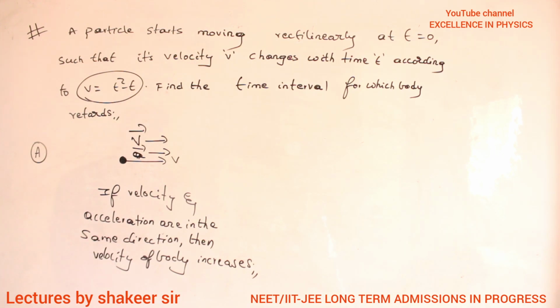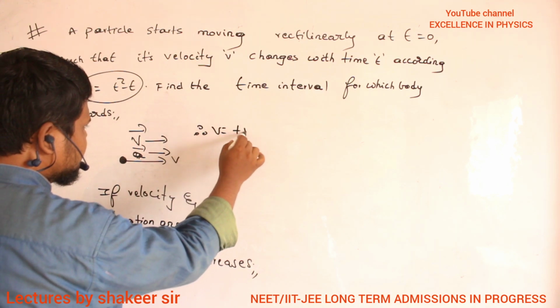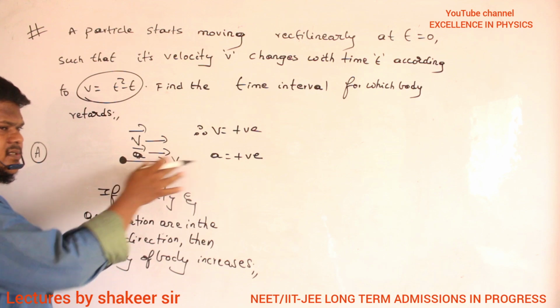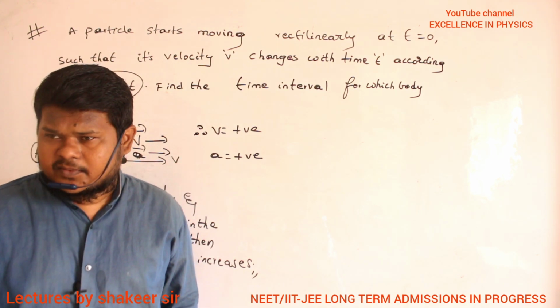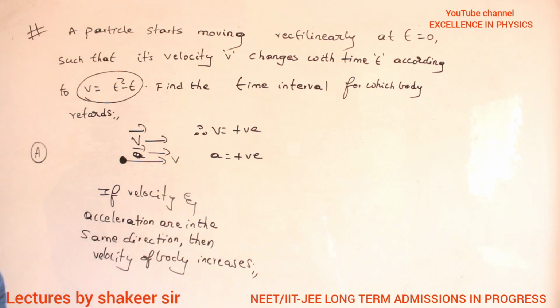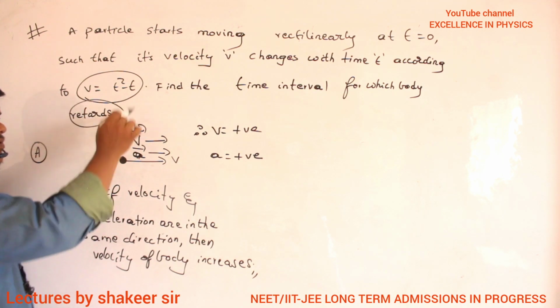Are you able to understand? So therefore what I can say: velocity is positive, acceleration is also positive. Why? Because both of them are present towards the positive x-axis. They are present in the positive x-axis direction. So if velocity is positive, acceleration is also positive. But that is not the condition which he is asking. He is asking the condition of retardation.